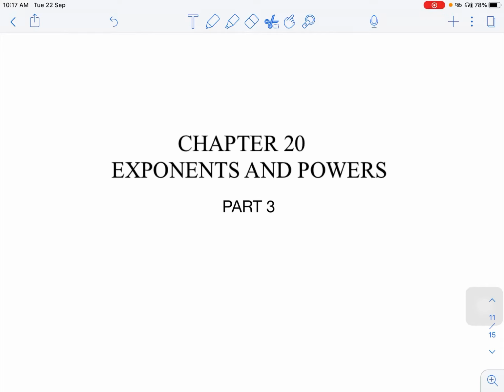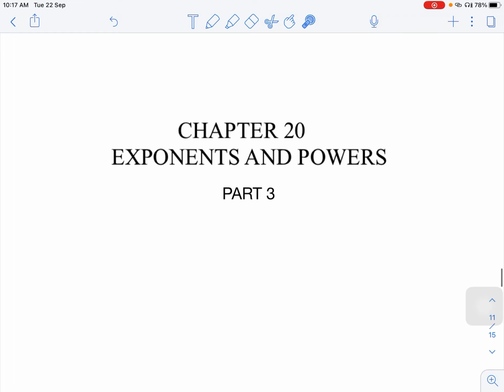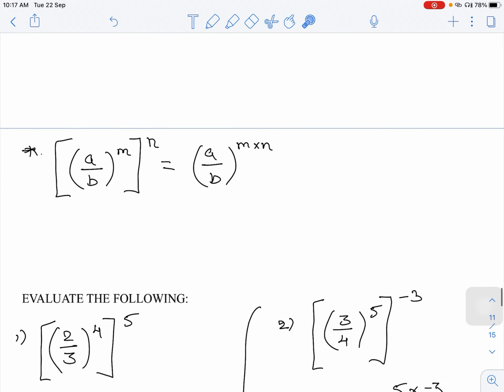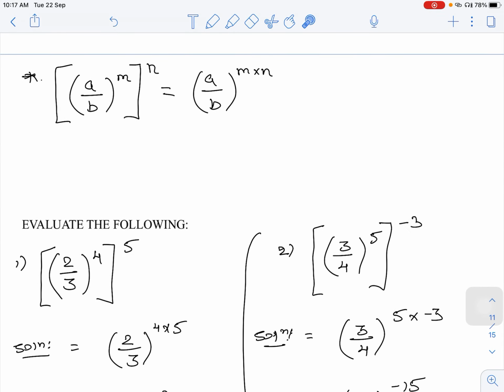So, hello students. Today we are going to learn part 3 of chapter number 20, Exponents and Powers of class 8. In the previous part we have learned about laws of exponents for rational numbers. Today we are going to continue that same topic. In the previous period we have learned only 3 laws. Now, today we are going to see the next 3 laws. Okay. So, let us start.